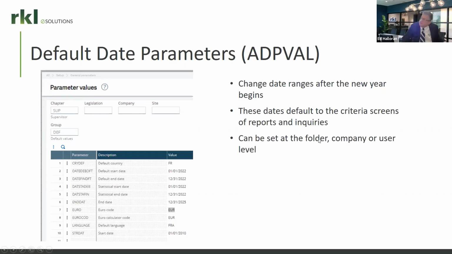And you can set those at the folder, company, or user level. So under general parameters, parameter values, you can set them for the whole folder, legislation, company, site. If you need to set them at the user level, you need to go to the user and set it under maintain users.